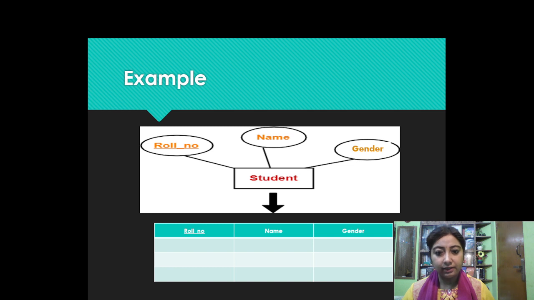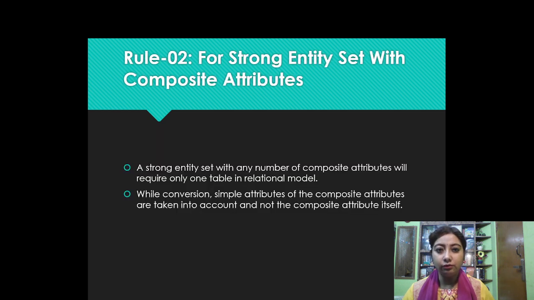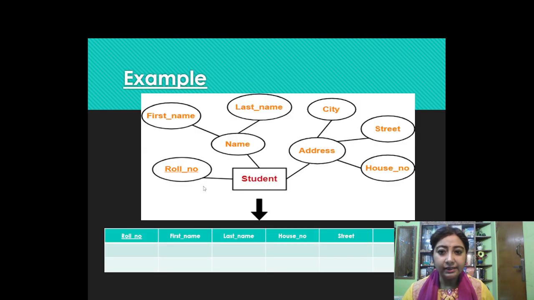Now let's move to the next one, that is rule number 2, which is having a strong entity with composite attributes. Let's go to the example first, then we will come back here to see the rules under this point. In this example, we have this student entity, and in this student entity we have various types of attributes.